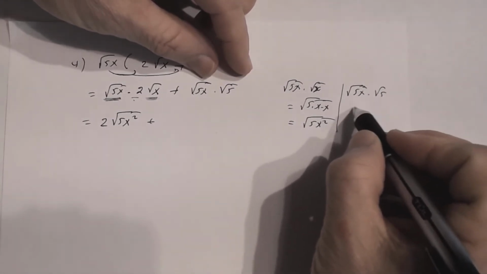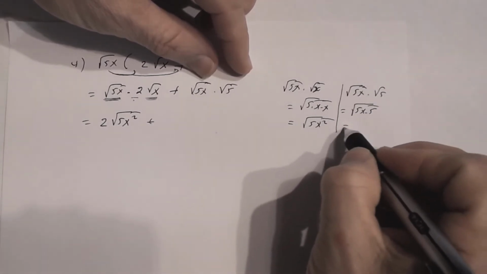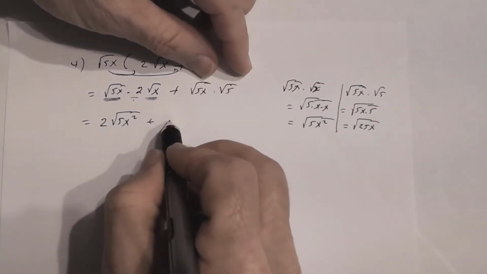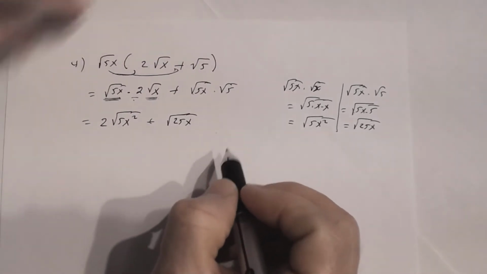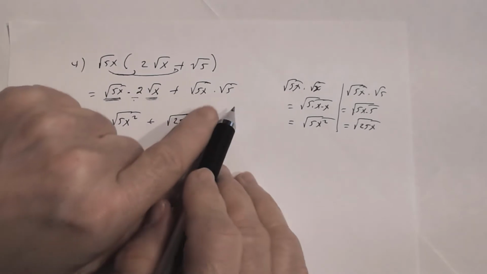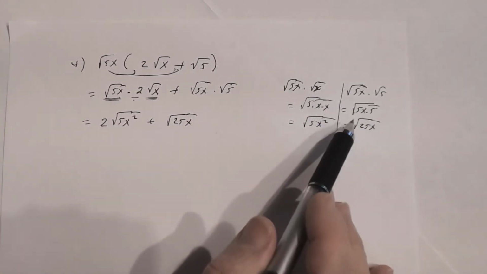So using the product rule, this becomes the square root of 5x times 5, which is the square root of, and then 5 times 5 is 25. So 25x, right? So that goes here, the square root of 25x. Okay, so that's where I'm at. So make sure you understand how it went from here to here, and then from here to here. Okay, that's this work right here.